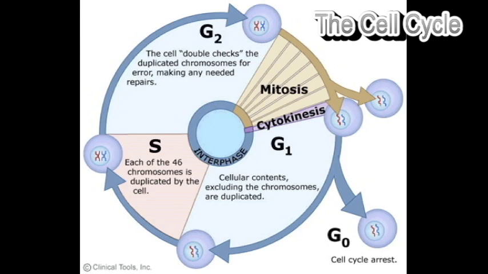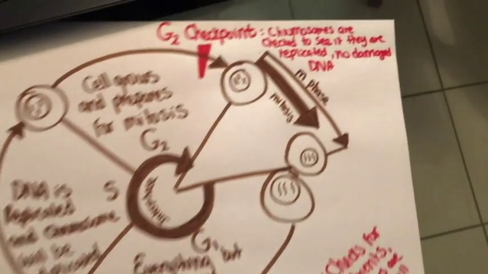Today we will be discussing the cell cycle and the 5 stages within it. The first stage, G1, the second stage, S, third stage, G2, fourth stage, mitosis, and fifth stage, cytokinesis. They are separated into 2 groups known as M phase and interphase.